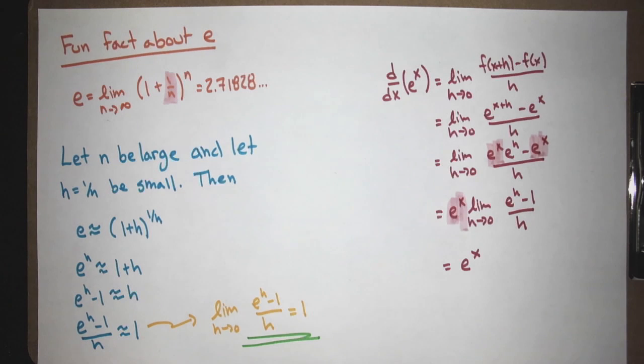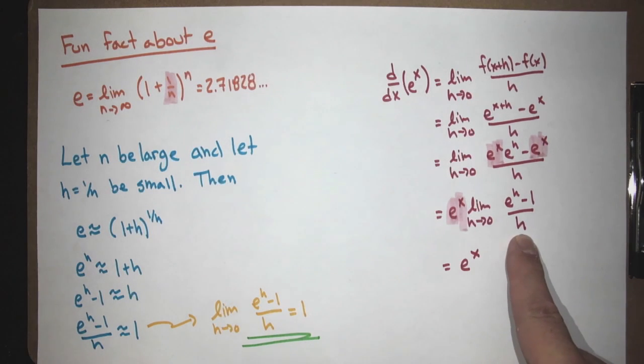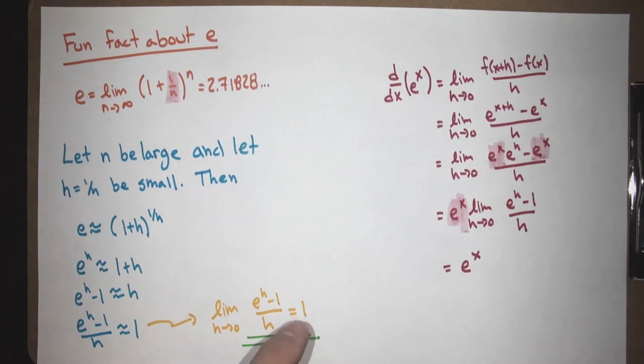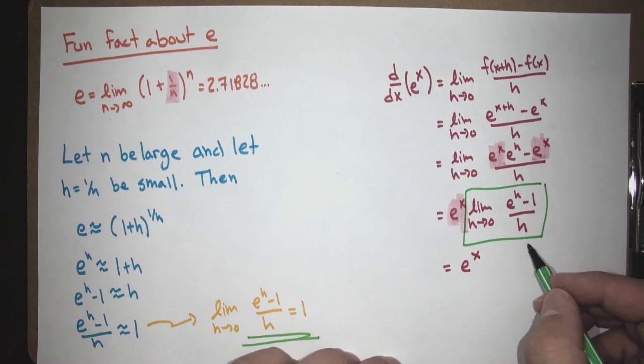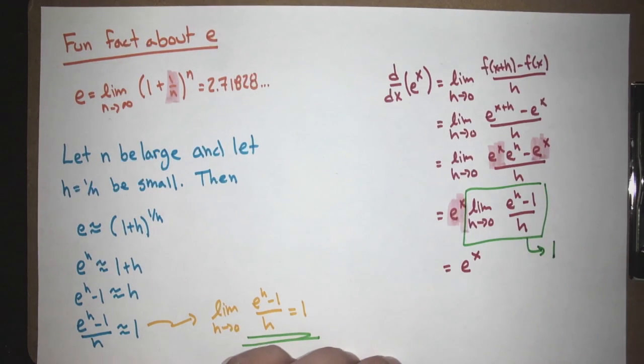So you have an e to the x on the outside, and a limit as h goes to 0 of (e to the h minus 1) over h. And then we say, wait a second, that limit is 1. So this part here goes to 1. And so we end up with just e to the x.